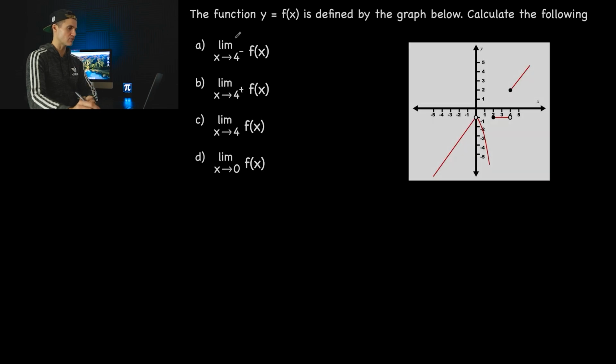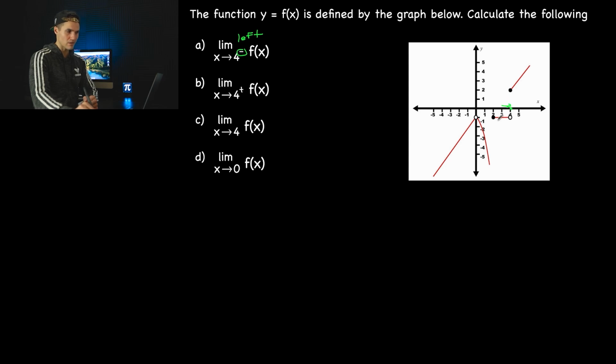Here we are given a graph right here, and we have to find these four different limits. So let's go through these one by one. The first one is the limit as x approaches 4 from the negative side. This means from the left side, so we're going to be approaching this 4 over here from the left side.